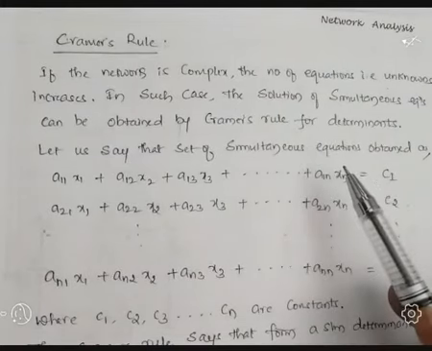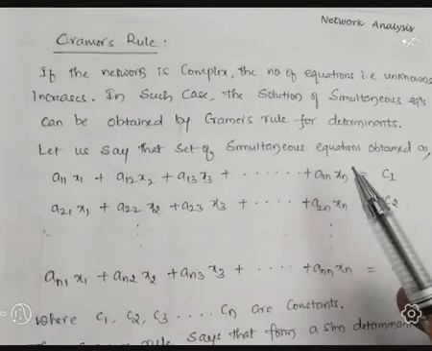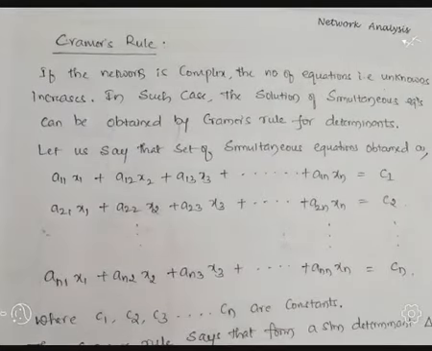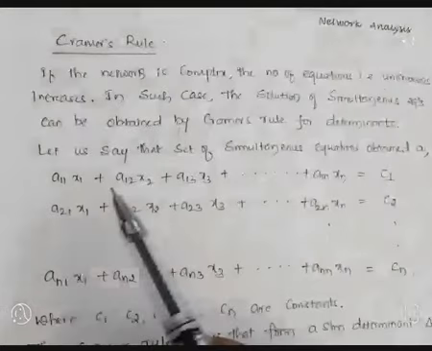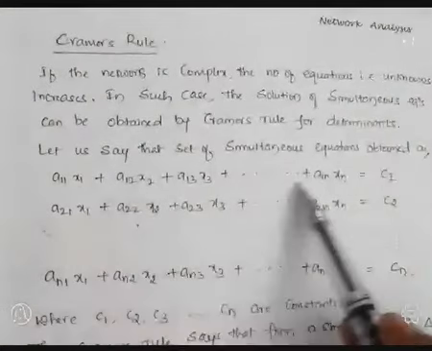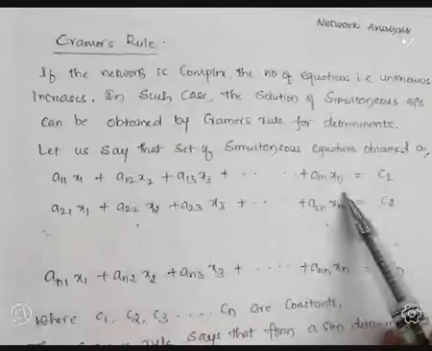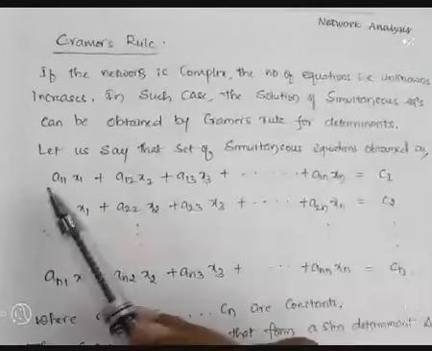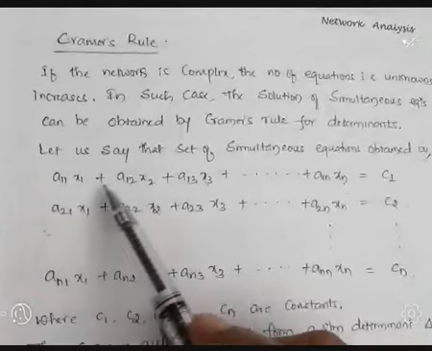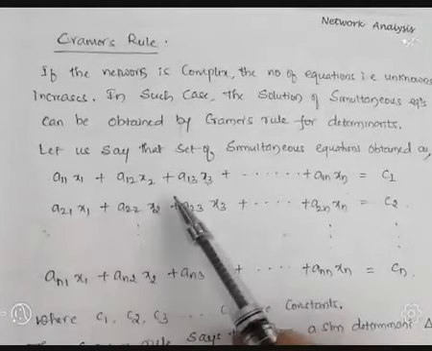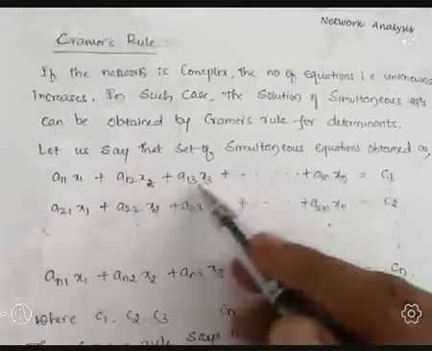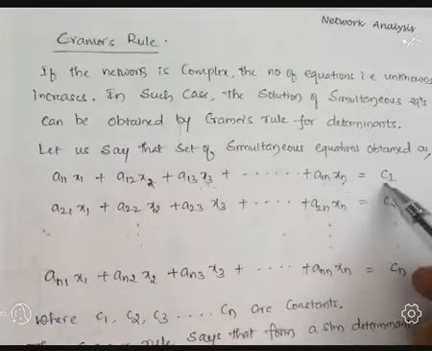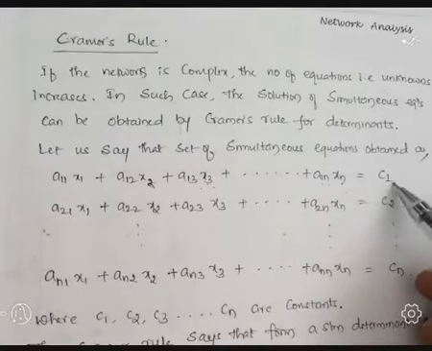So how are we going to make use of this rule for solving the complex network? See, with an example we will see. I am going to represent unknowns x1, x2, x3, so on, xn. X1 to xn, these are the unknowns. So how many unknowns are there? N unknowns are there in this equation with coefficients: a11 x1 plus a12 x2, then a13 x3 plus so on, a1n xn is equal to c1, where c1 is a constant term.